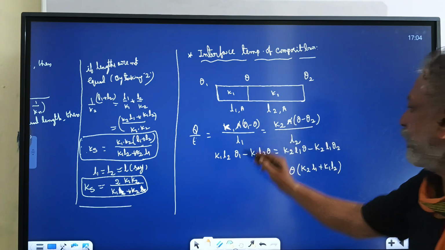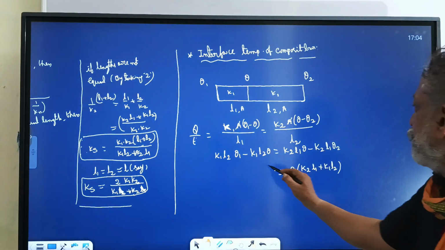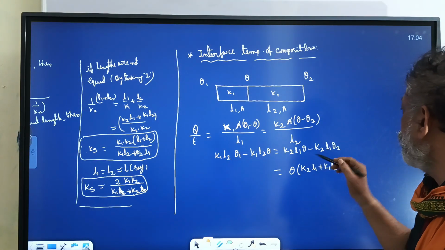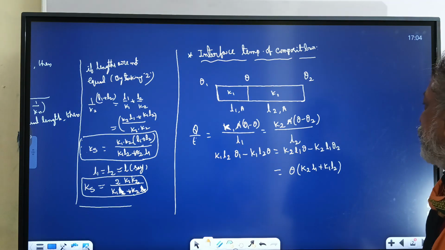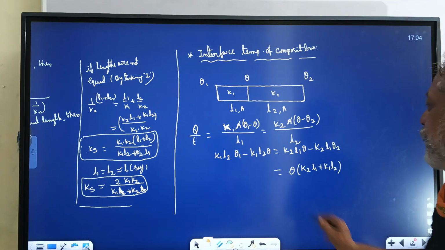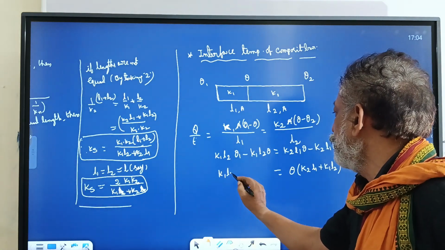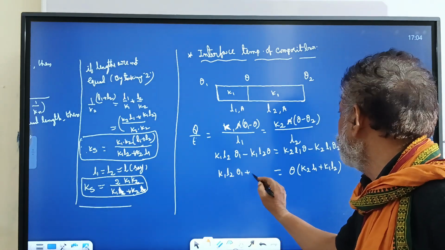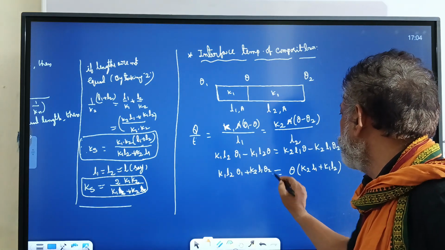Now take this term to that side. There is no common factor in theta 1 and theta 2, no problem. I can write it as K1 L2 theta 1 plus K2 L1 theta 2.